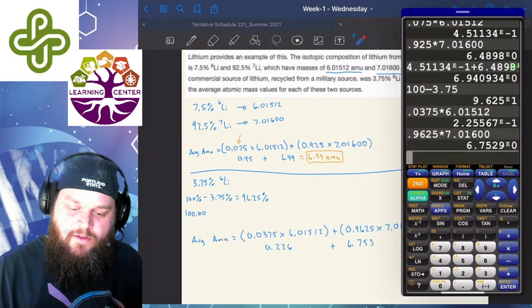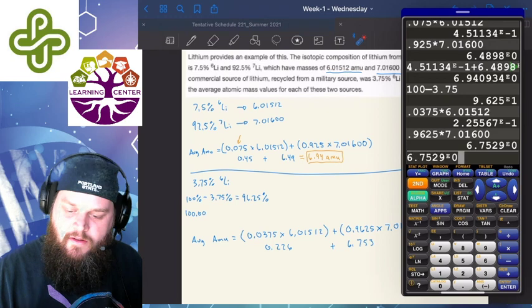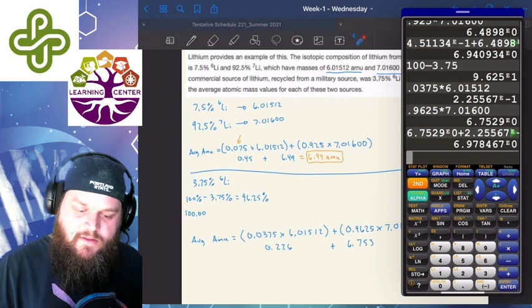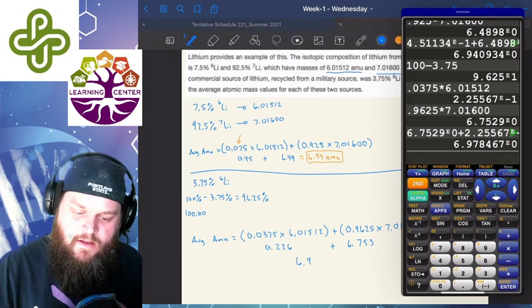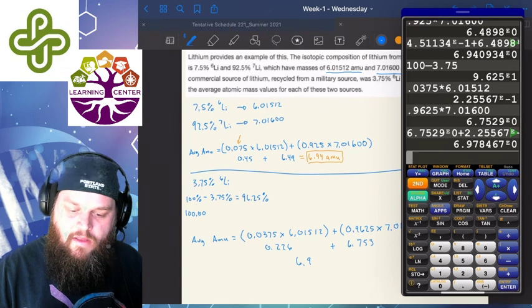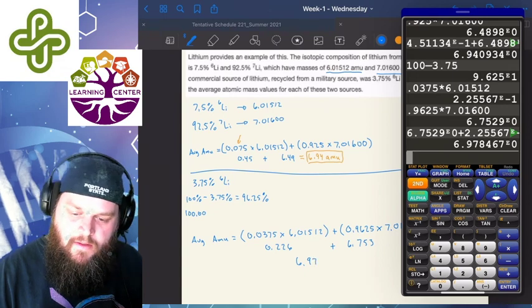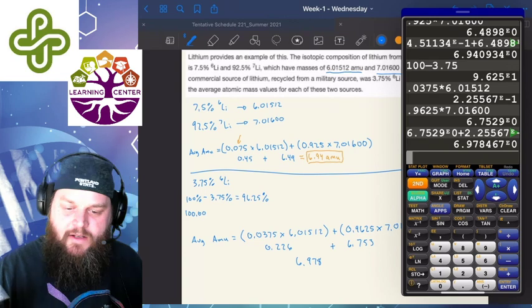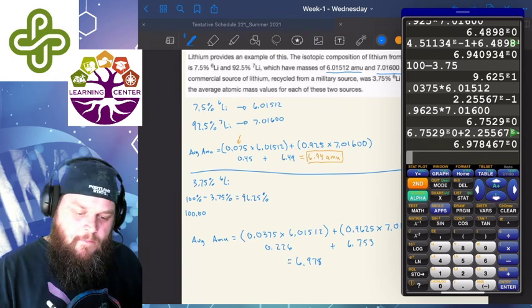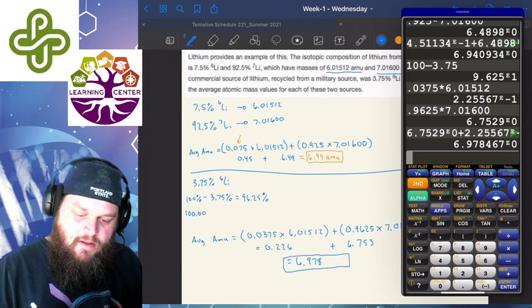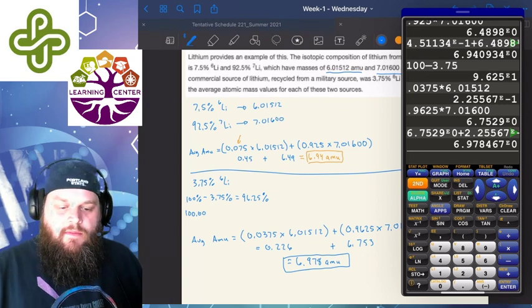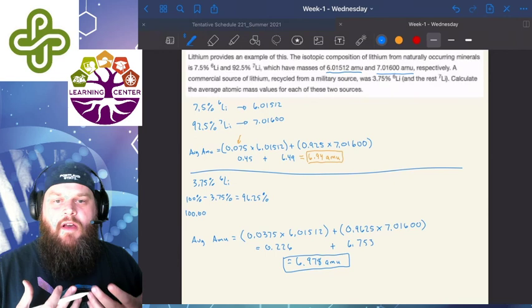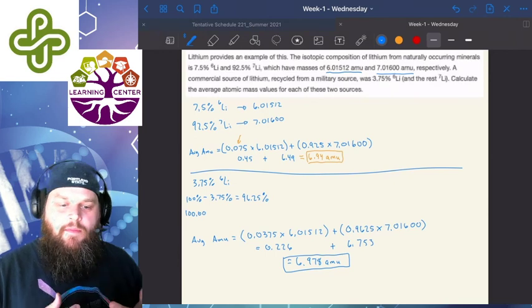And I'm going to add those two values together. So that one plus this one is equal to 6.9. In this case, we want to end after the 3rd decimal place for each of them, so that's happy. 98. Next digit's a 4, so we don't round up. And this, I need my units. AMU. 6.978 AMU.